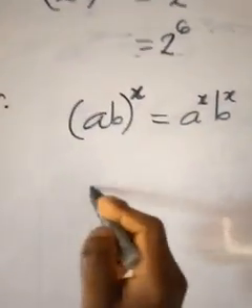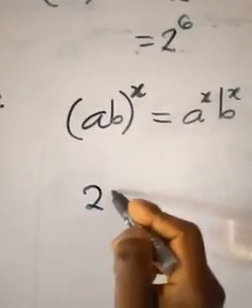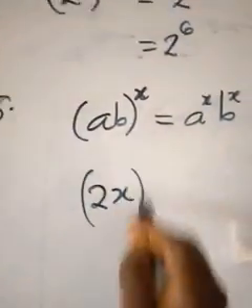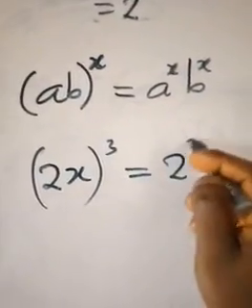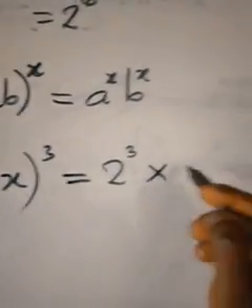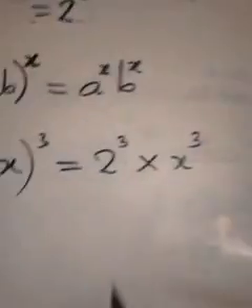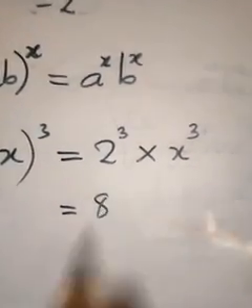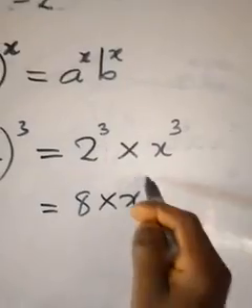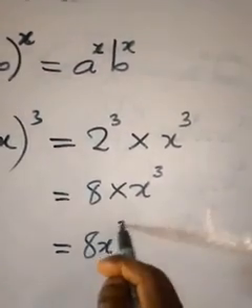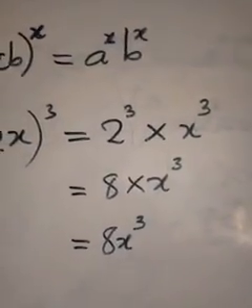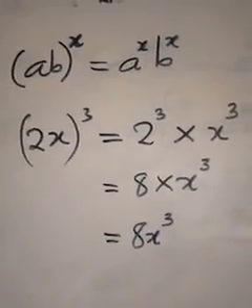For example, if you have 2x raised to the power 3, this is going to give us 2 raised to the power 3 multiplied by x raised to the power 3. 2 raised to the power 3 will give us 8 multiplied by x raised to the power 3. By the time we get the product, we will have 8x raised to the power 3.